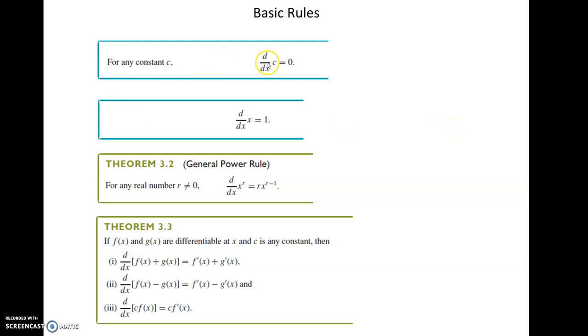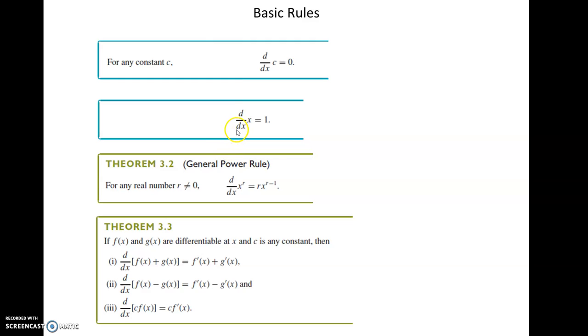First rule: the derivative of a number, only a number, no x here, is always 0. This is any real number, and there is no x here. Similarly, please recall that the limit of a constant is a constant, whereas the derivative of a constant is 0. Limit of a constant is constant, the derivative of a constant is always 0.